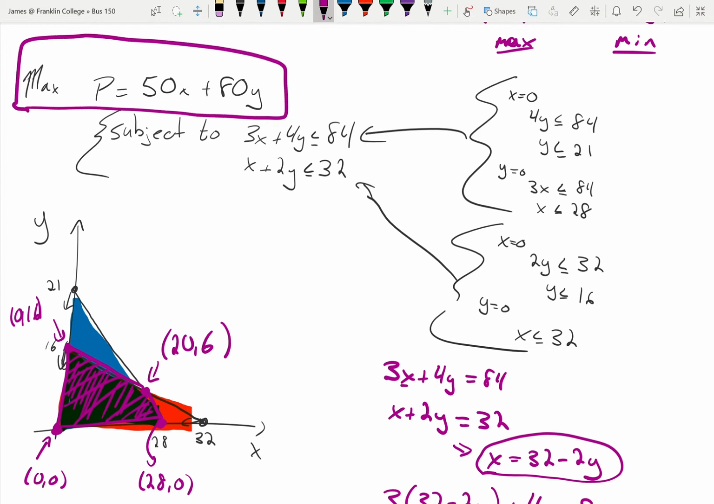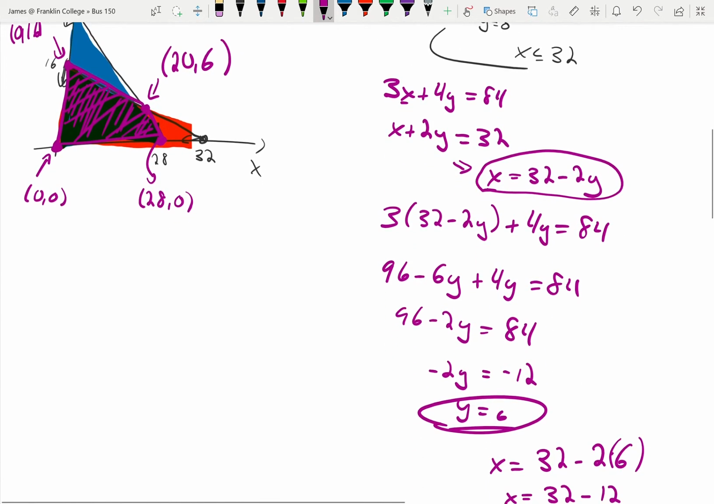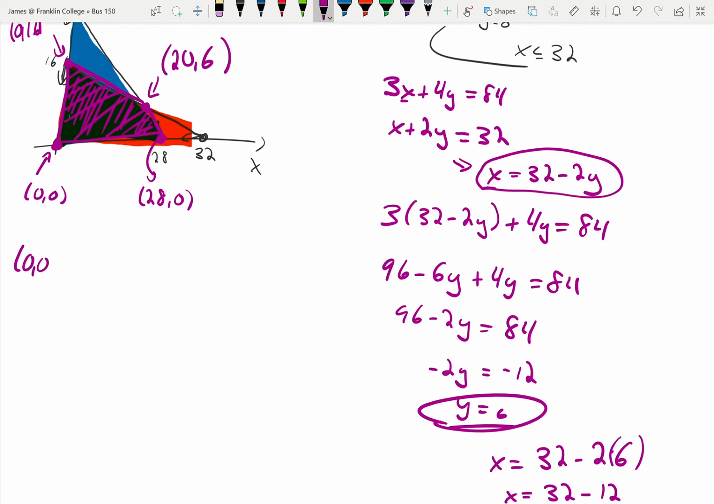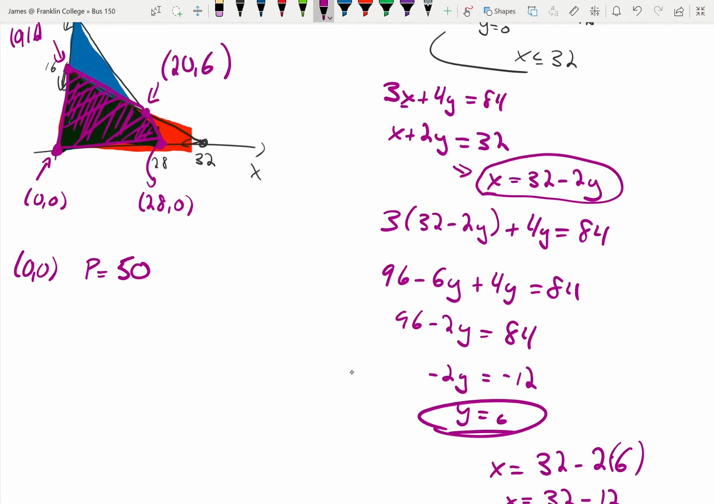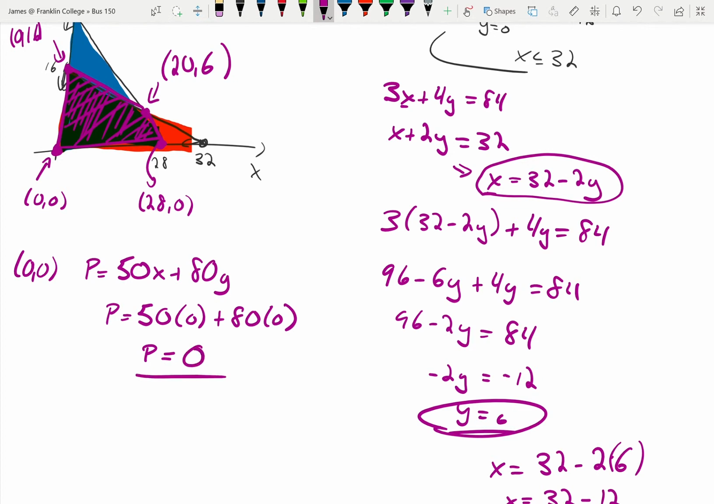So what we're going to have to do is plug in all 4 of those points into this equation, and then find out which one maximizes that original equation. So let's deal with, I would say, the easy one first. If we know that p equals 50x plus 80y, we're going to have p equals 50 times 0 plus 80 times 0, and we're going to get p equals 0. So that's one of our possible answers.